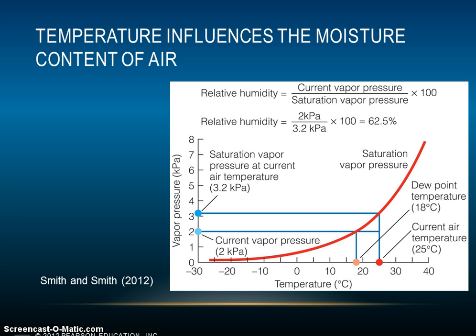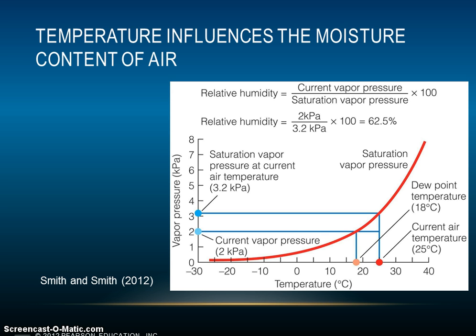Water vapor is an independent gas that has weight and exerts pressure in the air. Vapor pressure is the amount of pressure water vapor exerts. The water vapor content of air at saturation is the saturation vapor pressure, and if this is exceeded, then water condenses. Relative humidity is the amount of water vapor in the air expressed as a percentage of the saturation vapor pressure.